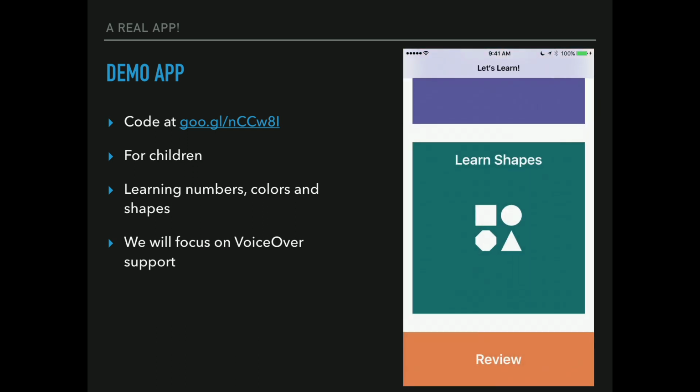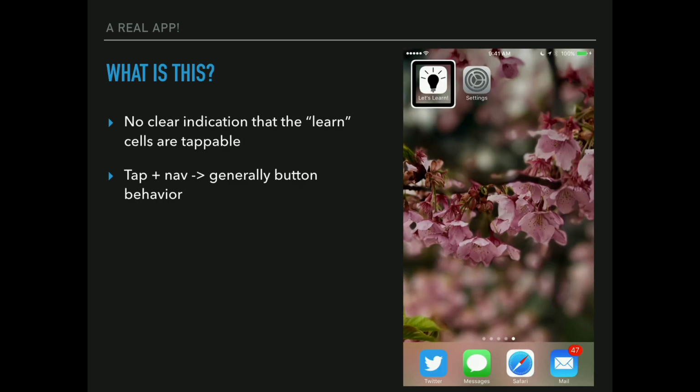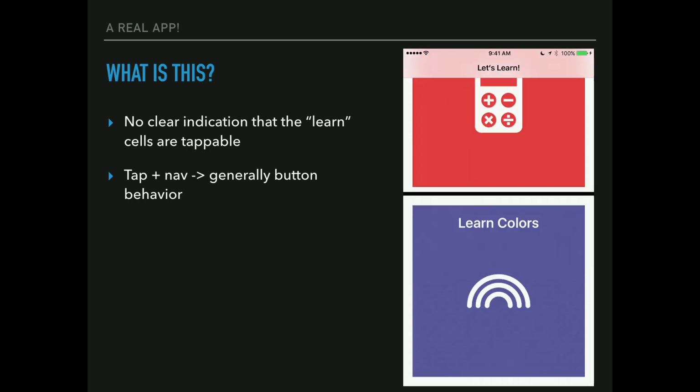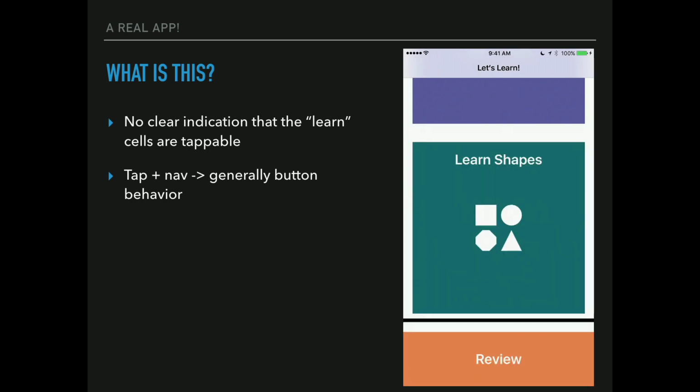So how are we going to make this app accessible? Well, we're going to look at the code and find out. So the first question is a what is this question. So let's see where my app fails at first. Learn numbers. Learn colors. Learn shapes. Review. So that doesn't seem that bad, but what's missing is that we don't really know we can tap these things. If we're new to the app, we get in here, I hear all this learn, but I don't hear anything about how I interact with it. The thing is, a tap plus navigation is generally button behavior, so even though these are cells, I want to treat them like buttons. How do I do that?